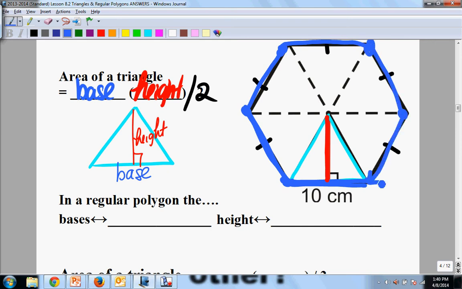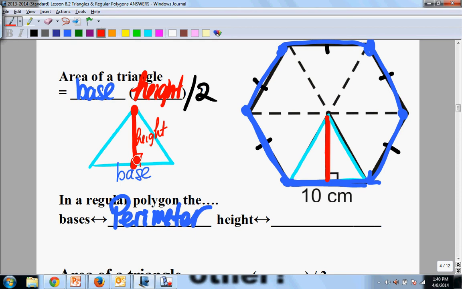Trace. Okay. All the bases together is actually the what of the shape? Perimeter. Okay, so when we do our equation, we're going to replace base with the word perimeter. See, it's not that you have to memorize the equations by brute force. They're all related.